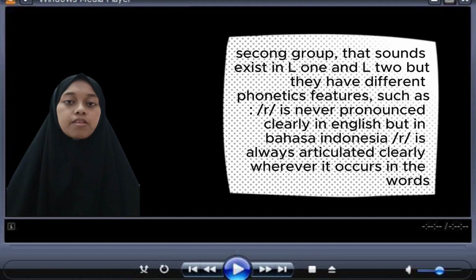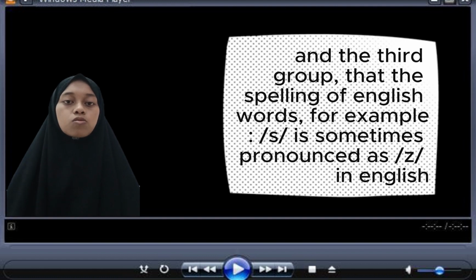Second group, the sound exists in language 1 and language 2, but they have different phonetic features, such as "is", which is never pronounced clearly in English, but in Bahasa Indonesia this is always articulated clearly wherever it occurs in the words. And the third group, the spelling of English words, for example, "as" is sometimes pronounced with a Z in English.